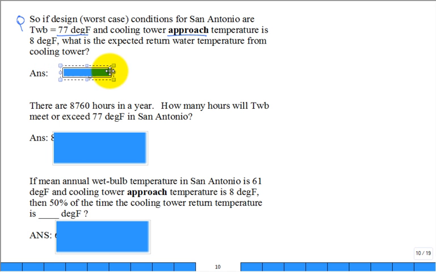So who figured it out? This is not right, is it? The wet bulb 77, the approach temperature, what did I do? I typed it wrong. All right, so what's the approach temperature?